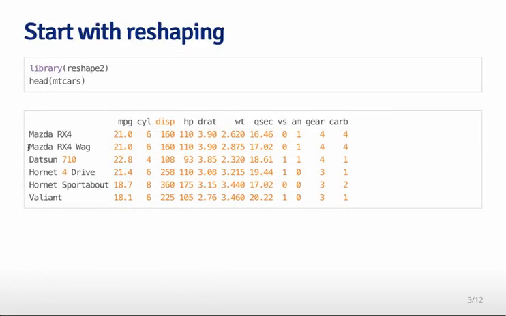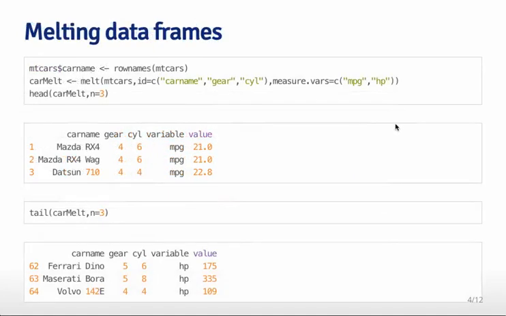So we're going to start off by looking at this mtcars data set. This is one of the standard data sets in R, and so we have a bunch of different cars over here in the rows, and then there's a bunch of different variables that we've observed about them. Their MPG, the number of cylinders, the horsepower, and so forth. And so what we're going to do is deal with reshaping this data a little bit.